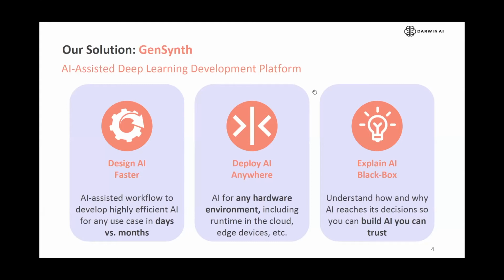Finally, because of its inherent understanding of what is being built, it's able to explain the AI black box. Essentially, it allows you to understand how and why AI reaches its decisions so you can build AI you can trust. Those are the three key things that we tackle, and I'm actually going to run through how we do it.